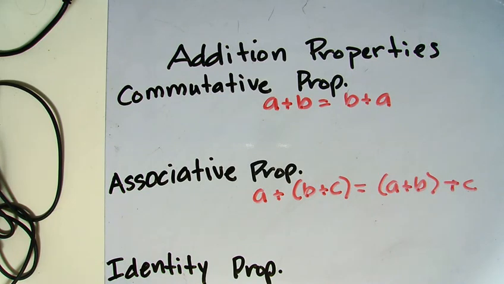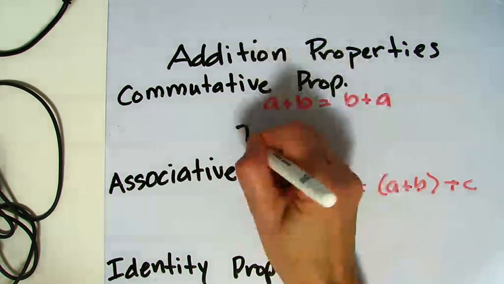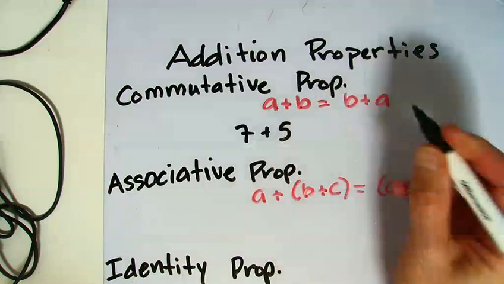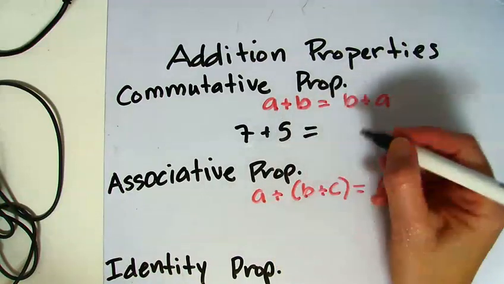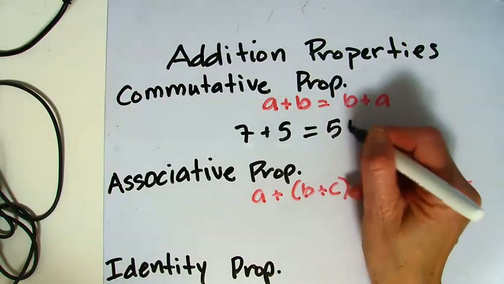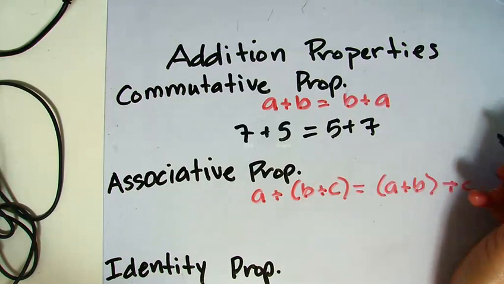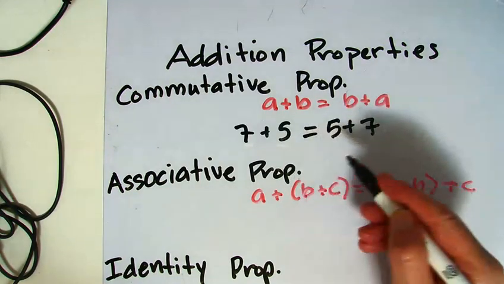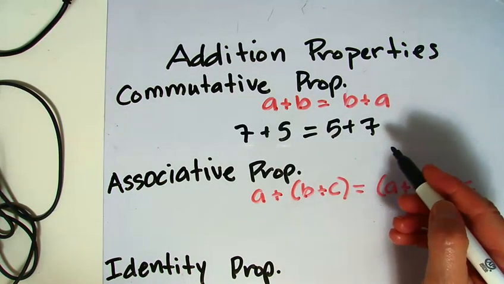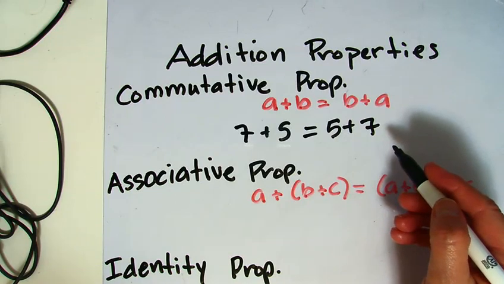Commutative property basically means that order doesn't matter. For instance, if we have 7 plus 5, we could also rewrite that as 5 plus 7. The order in which the numbers appear has changed, but the result is going to be the same. Both problems will give you 12.